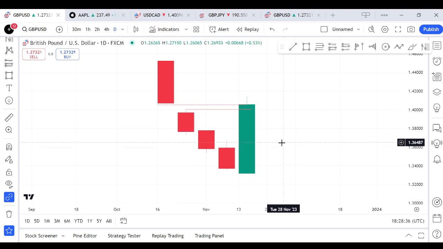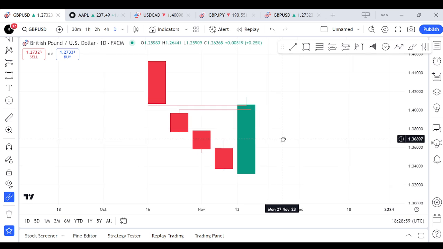So the bullish breakaway candlestick pattern is a powerful 5 candle formation that signals a potential reversal from bearish to bullish momentum. So this pattern has demonstrated a 59% success rate as a reversal indicator, making it a valuable addition to any trader's analytical toolkit. So let's break down the key concepts of this pattern.